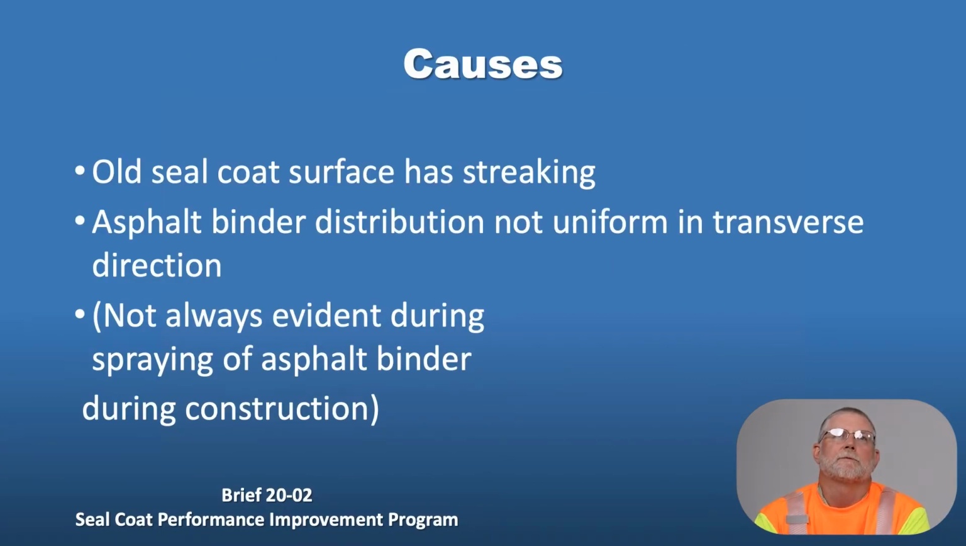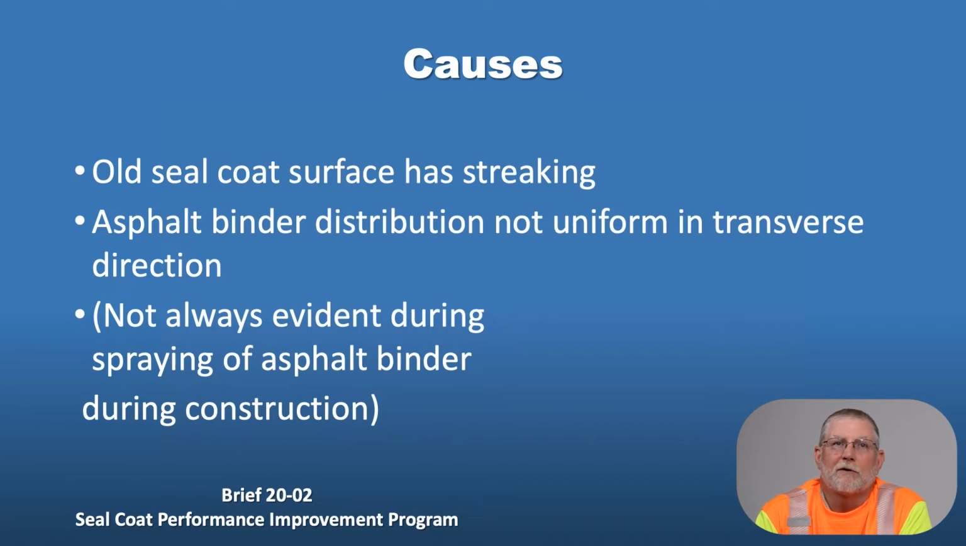Thank you, Dr. Epps. So some of the causes of streaking could be the old seal coat surface has streaking and it just shows or bleeds through. This is very hard to correct. Sometimes you can correct this by going with a grade 3 aggregate and shooting a little more asphalt. Most of the time this is still going to show through. It takes several coats or layers to take care of this.